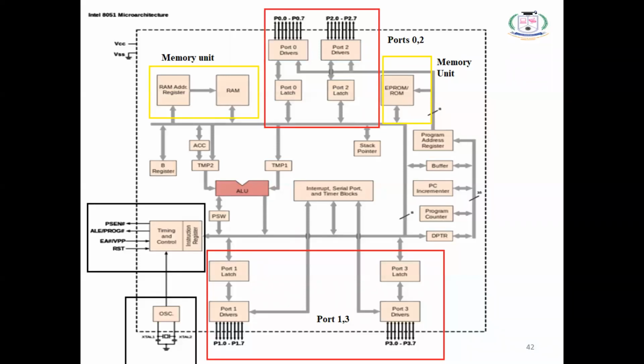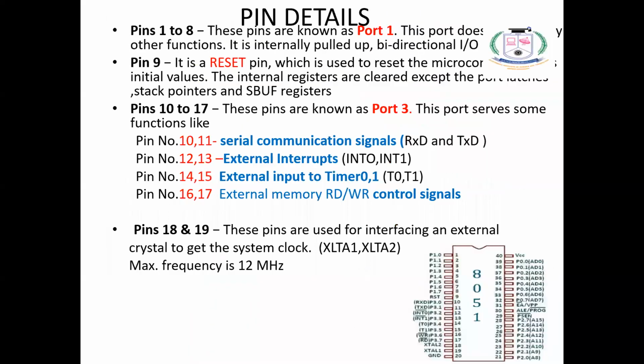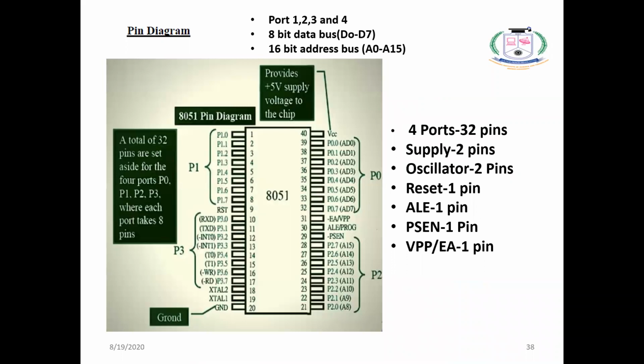So how many data lines are there in the microcontroller? 8 data lines. Address lines? 16. Very good. How many ports are there? 4 ports. What are they?